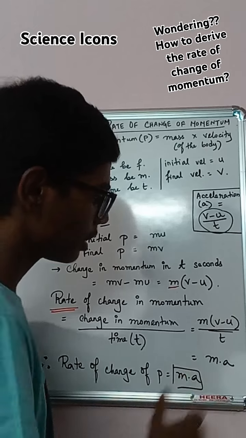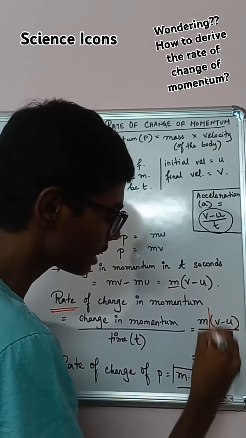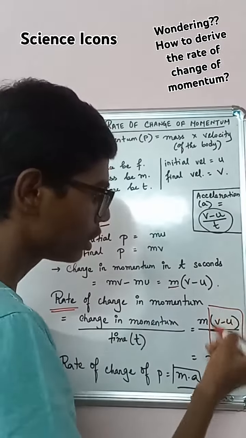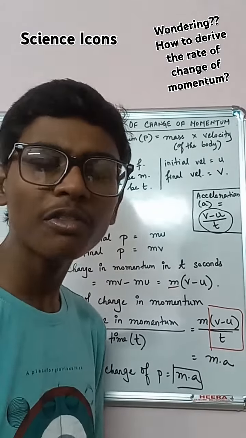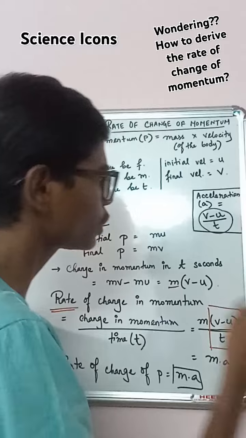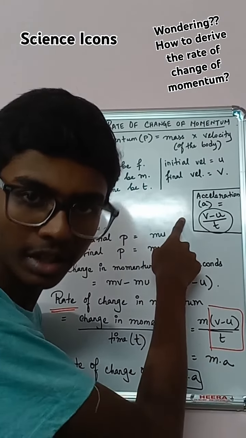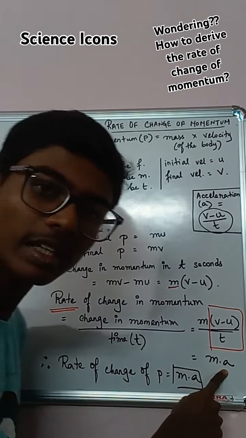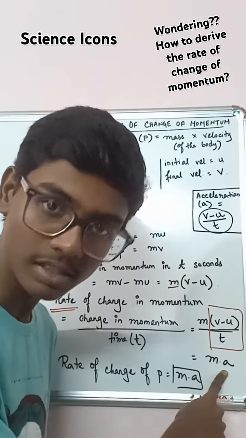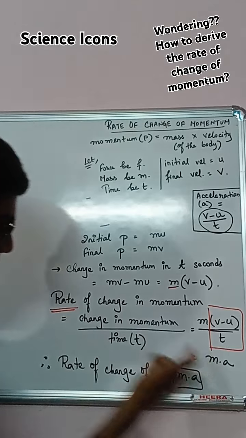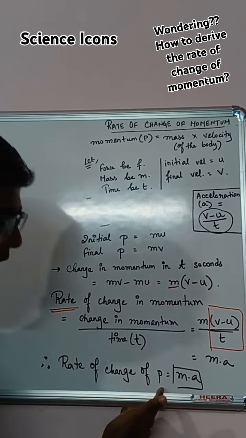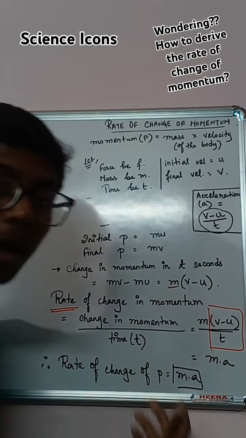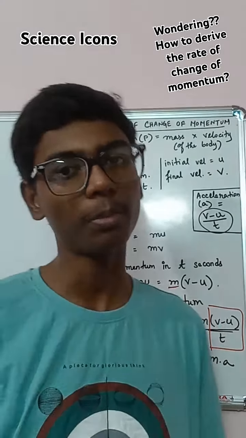Now what we are doing, we are taking this as a separate thing. All are in multiplication form. So (v minus u) by t. Now (v minus u) by t is actually the formula of acceleration, right? So this (v minus u) by t can be represented by a, representing acceleration. So ultimately the rate of change of p, that is momentum, is coming here as ma, that is mass into acceleration of the body.